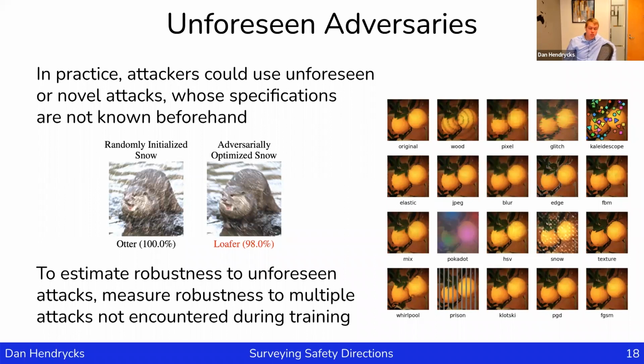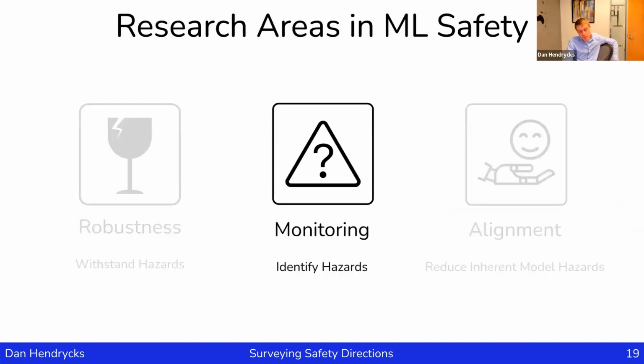The evaluation is primarily training a model against some types of attacks and having various held out attacks. And that can give us a sense of how robust models are against unforeseen adversaries using diverse threat models. So that's some of the robustness research: proxy gaming, adversarial attacks for language models, and unforeseen attacks.